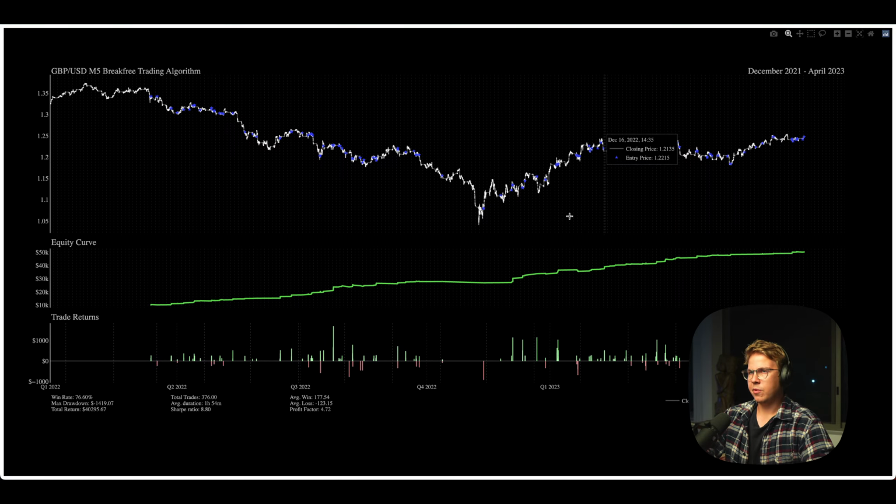But what I want you to look at here is a backtest for GBP USD on 5-minute time frame, and it is a backtest running since January 2022 until April.